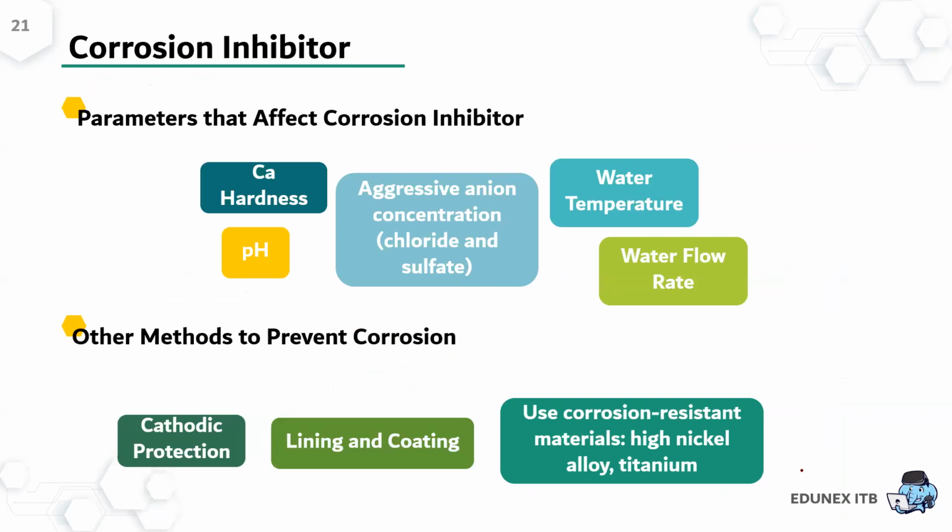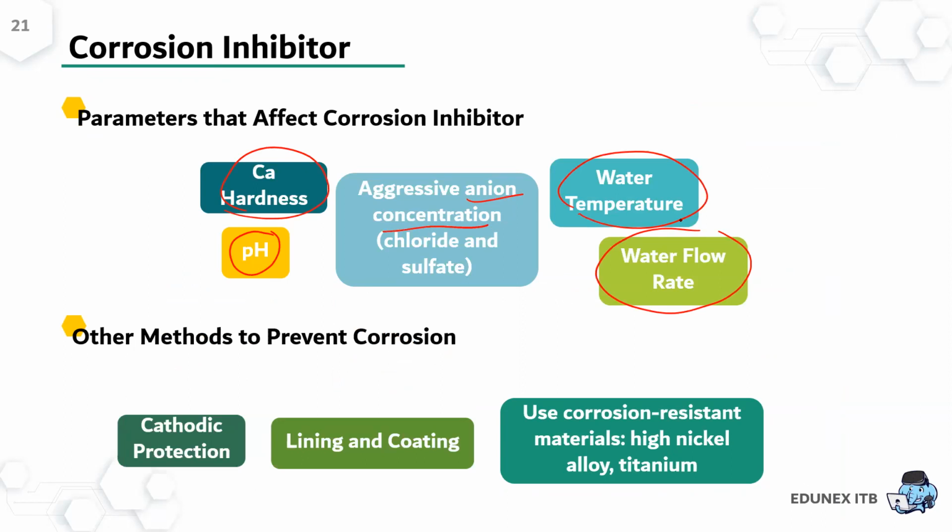Okay, so the parameters that affect the corrosion inhibitors are classified into these five: calcium hardness, also pH, so we have to control the pH, the aggressive anion concentrations, which is also very important to monitor, and the water temperature and also the flow rate. So we have to adjust the optimum conditions for these five parameters in order to prevent the corrosion process.